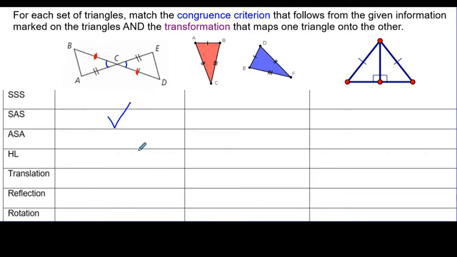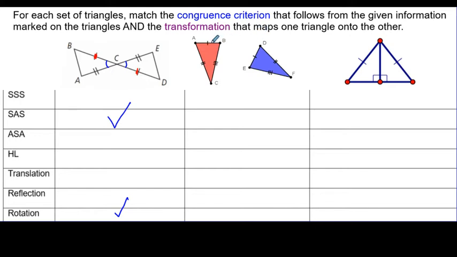What transformation maps these? You're probably thinking reflection. It kind of looks like this reflected over here. But if you look at where the hash marks are, it looks like this rotated, right? These are rotated. So this would actually be a rotation, even though it kind of looks like a reflection. You've got to just look at where your hash marks are.